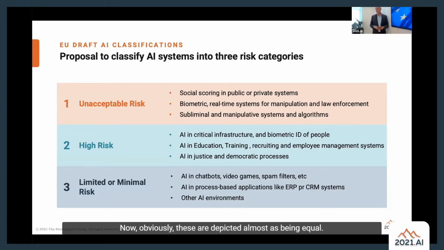Now, obviously, these are depicted almost as being equal. It is very likely that most organizations in society will see this more as a pyramid, with the majority of the systems implemented being limited and minimal risk environments. However, it is important for everybody to understand how this risk can change your organization.